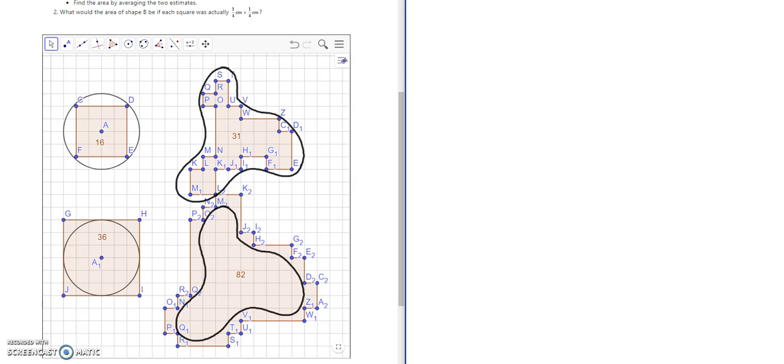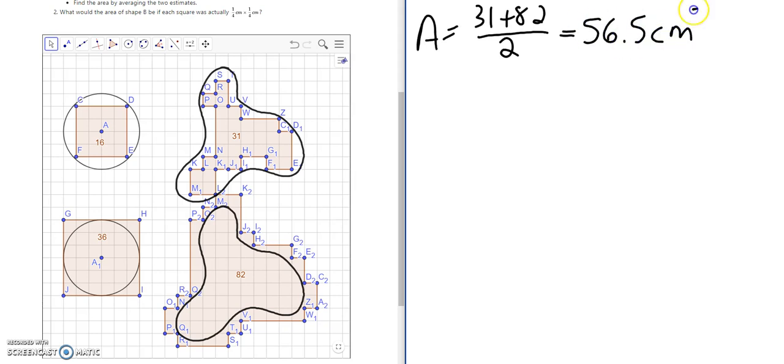So I know then that the area will equal the average. So 31 plus 82 over 2 is going to give me 56.5 square centimeters. Because I know that I was to assume each of those was 1 square centimeter block.